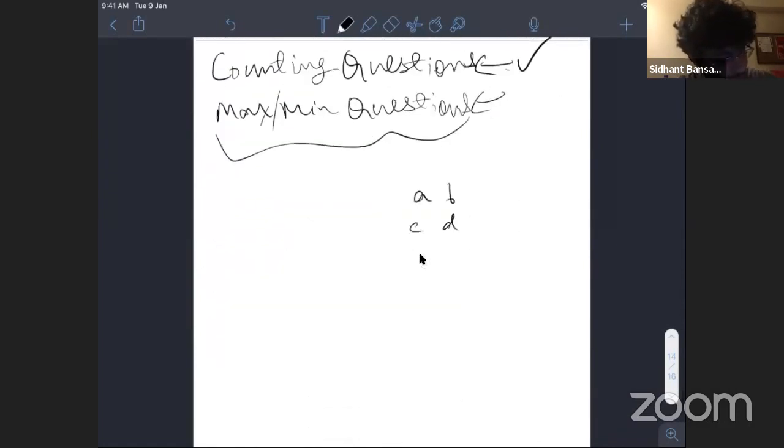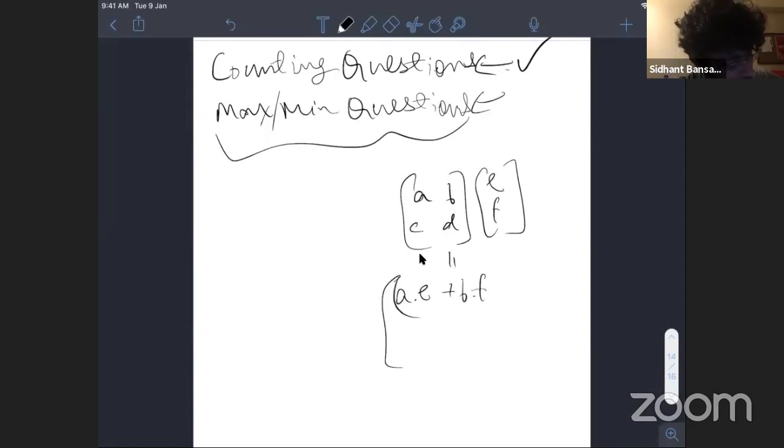A, B, C, D, and this was E, F. You're doing the multiplication. What's the first value? The first value is AE plus BF, right? Just do this under modulo P. And the second value is CE plus DF. Just do this under modulo P.